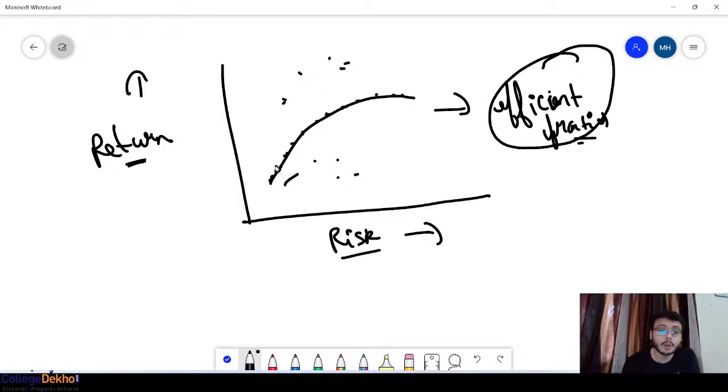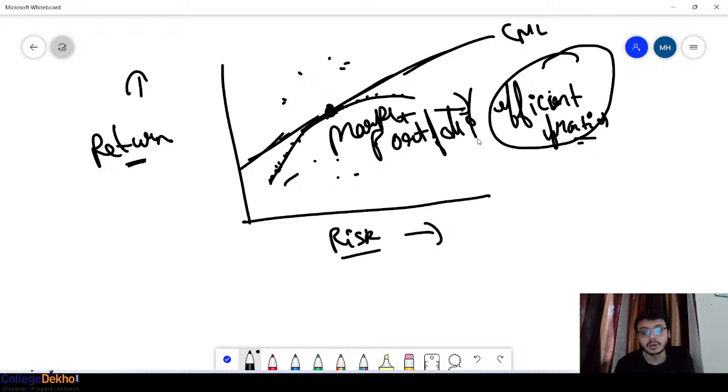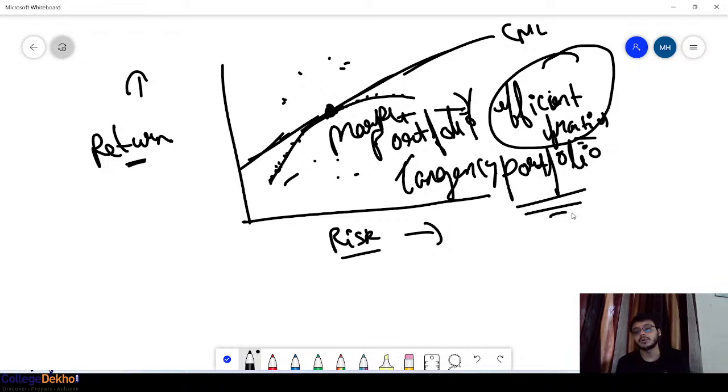So here you get the optimal portfolios, and here is a line that comes into place from here, your CML line. It tries to intersect somewhere here. Okay, this point is called your market portfolio, or you also call it a tangency portfolio, where your CML is tangent to this efficient frontier.